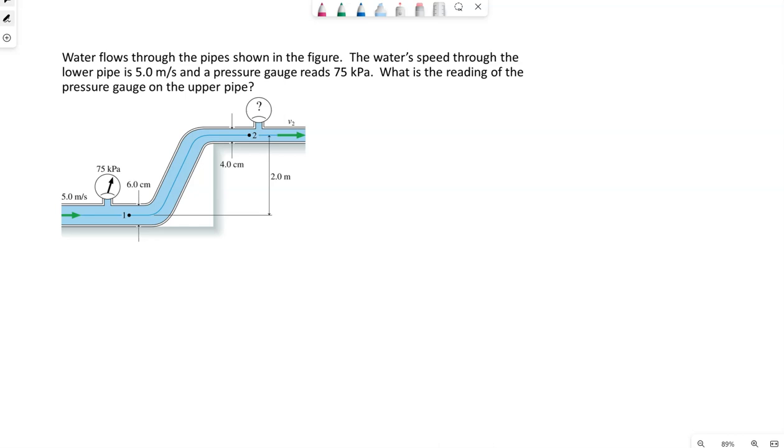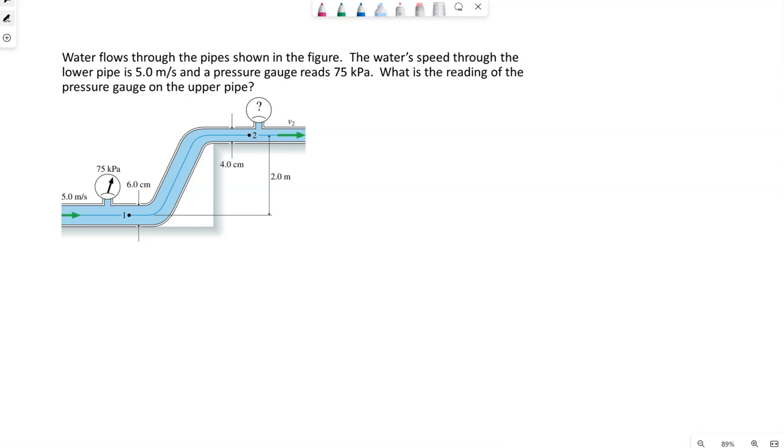We have another problem here. Water flows through the pipes shown in the figure. The water's speed through the lower pipe is 5 meters per second, and a pressure gauge reads 75 kilopascals. What is the reading of the pressure gauge on the upper pipe?